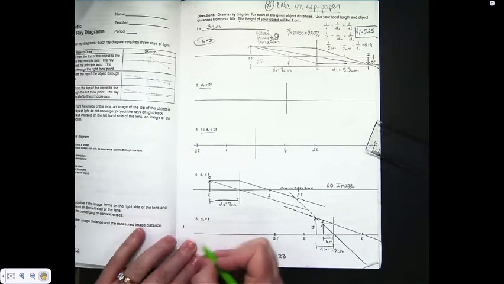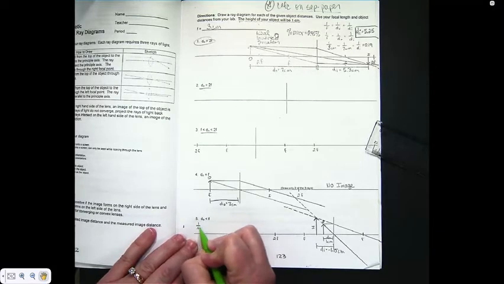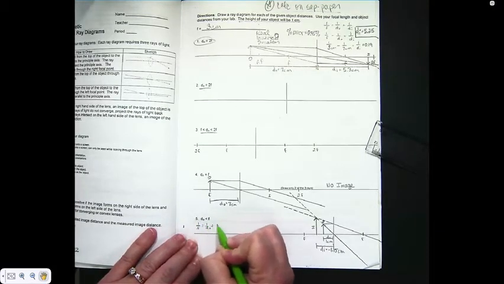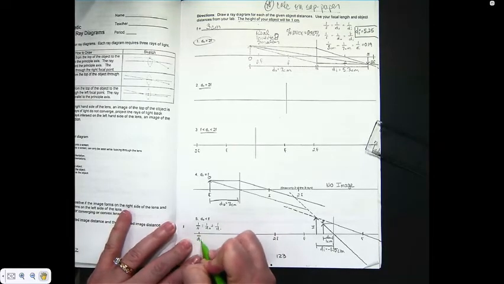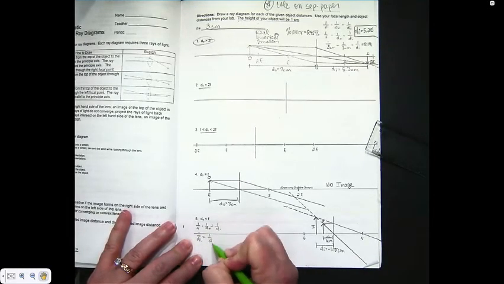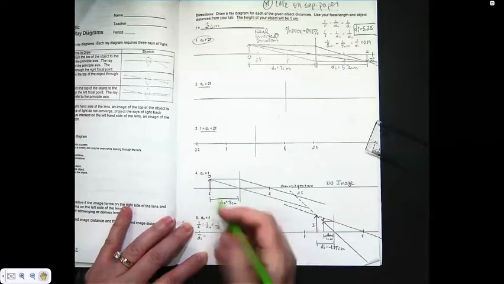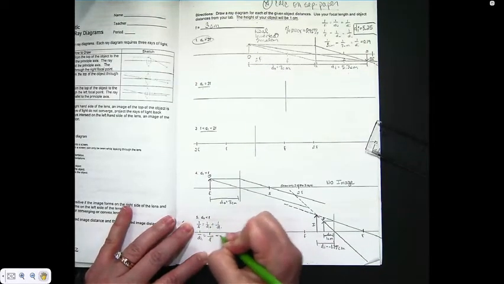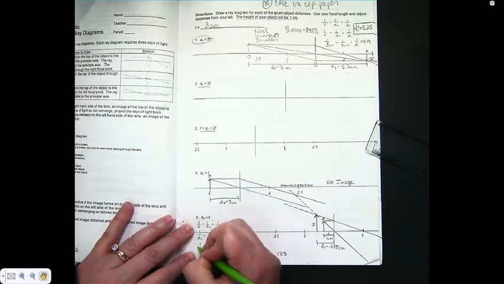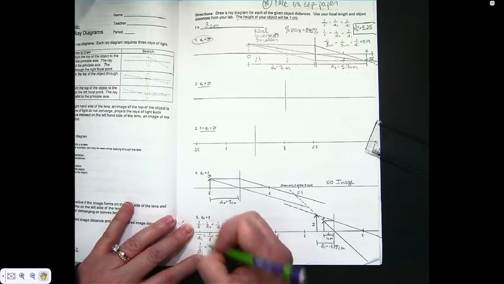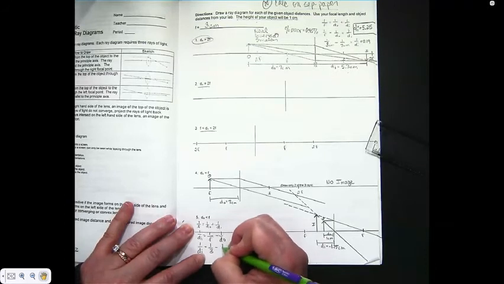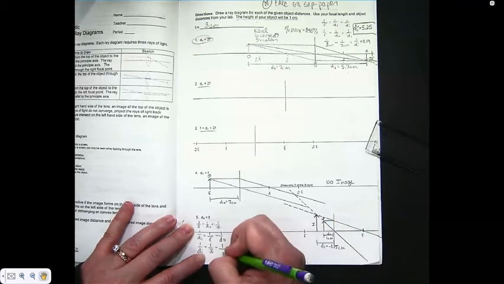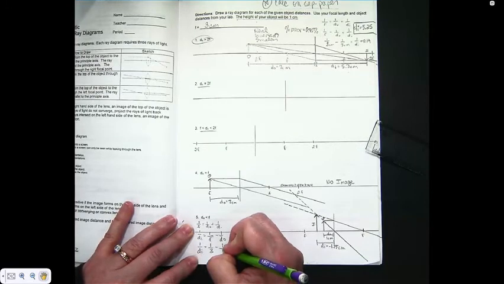So I can again use the lens equation, 1 over f equals 1 over do plus 1 over di, to calculate the image distance. So 1 over the image distance equals 1 over f minus 1 over do. So 1 over the image distance equals 1 over 3 minus 1 over the object distance of 1.